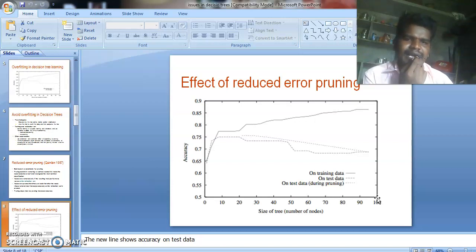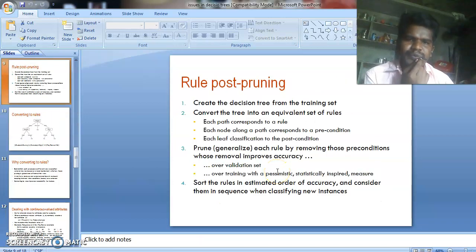Here is the graphical representation of reduced error pruning: accuracy versus size of tree. The solid line indicates the training data, and the small dotted line indicates the test data. Next one, rule post pruning.